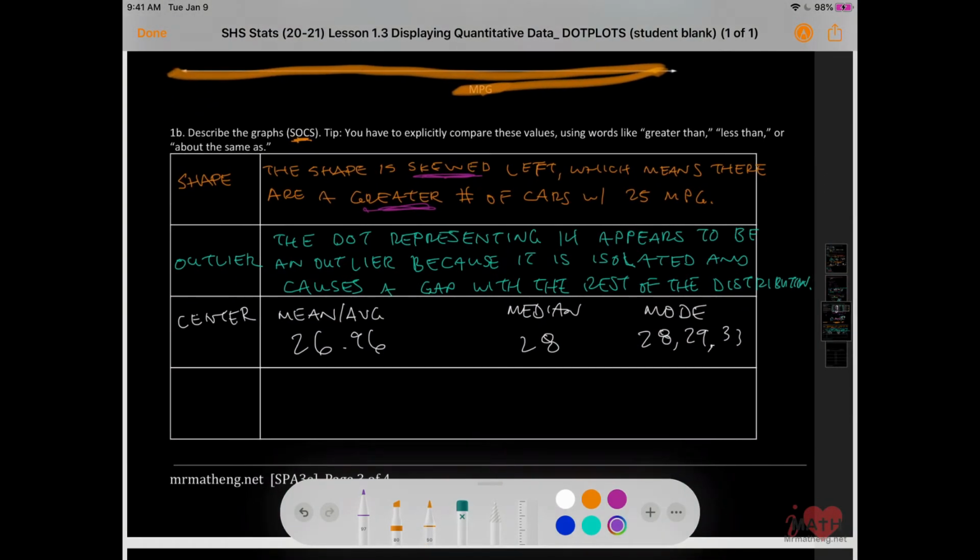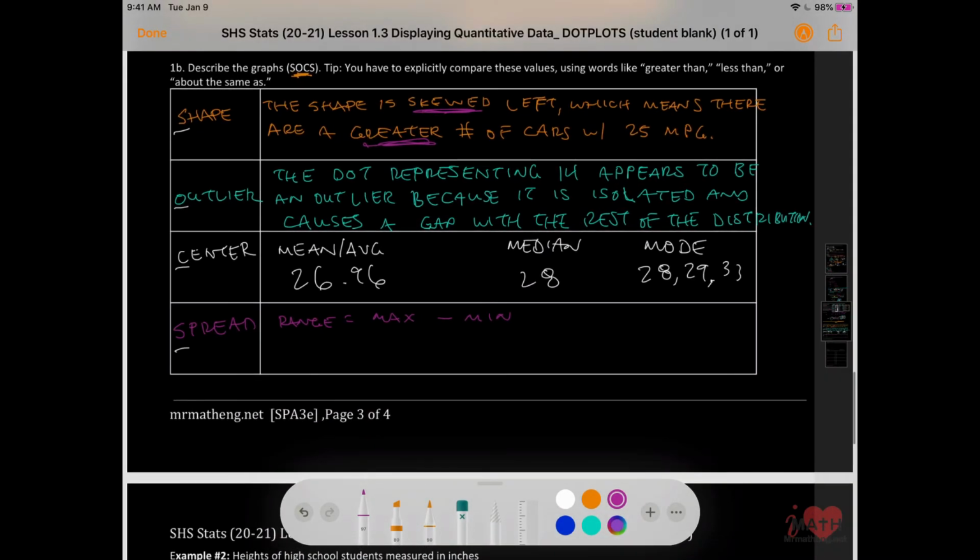Okay. All right. What is our last one? What is the spread? Hopefully you can see our SOCS, S-O-C-S. And our spread is, we can use that one formula, basically you can use the range. The range is the max minus the min. And the greatest number we wrote on there at the bottom in blue, 34 minus 14, I'm sorry, 33. And if you just subtract that, then you have a range of 19. So you can say that the miles per gallon ranged from 14 to 33. That's a good way of describing our spread.